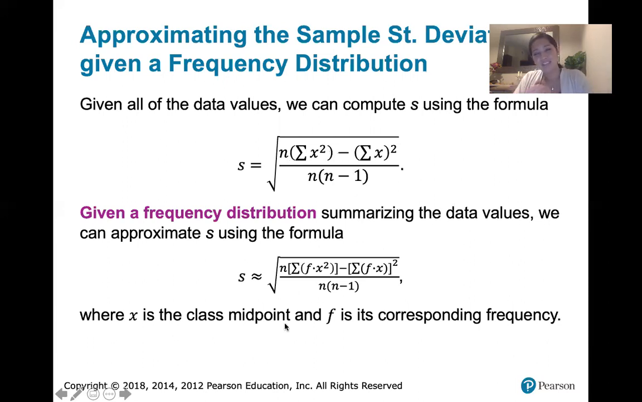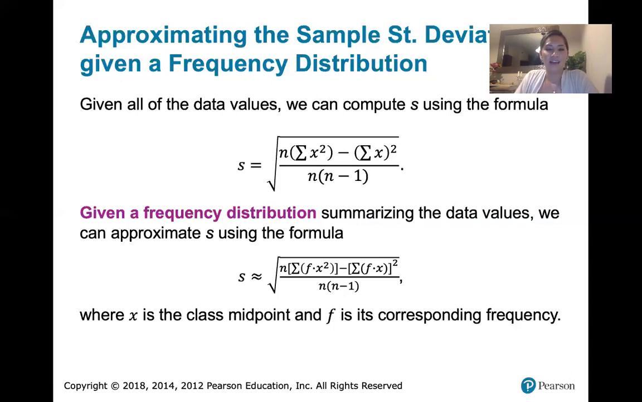Since we don't have the data values, we can't use the top formula. But what we can do is say, okay, if I've got a class and I know that there are this many elements in it, let's say that there are 11 elements in that class. I don't know what the values are in that class, but I can approximate them all by the midpoint. I can say, I bet they're about this much.